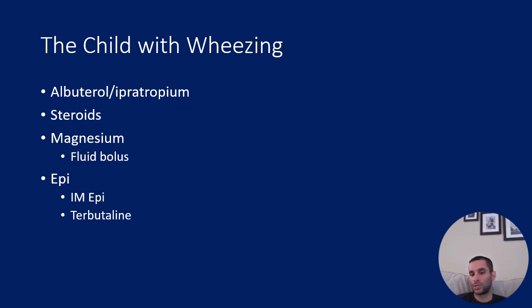So what about the kid who's wheezing? You may not know why they're wheezing, but you know that they're wheezing and they're probably going to benefit from bronchodilators. And while not all that wheezes is asthma, often it is. And so albuterol, steroids, mag, giving fluids with your magnesium is really important to prevent low blood pressure. Now, epi. You can use intramuscular epi for severe asthma. Typically, this is going to be an ALS thing after you've tried the above stuff first, and then terbutaline after that in severe refractory asthmatics.